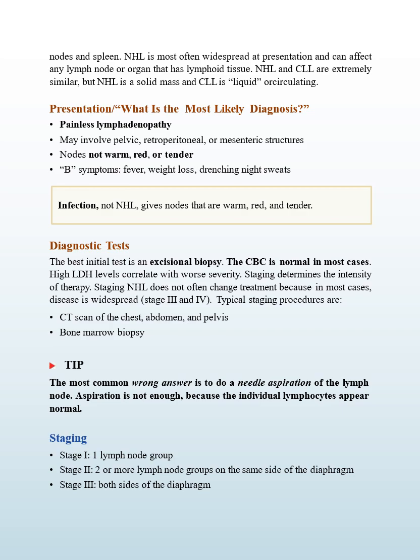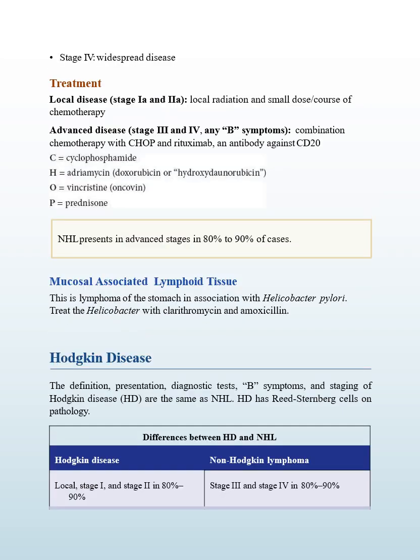And let's talk about the staging. Stage 1 is one lymph node group. Stage 2 is two or more node groups on the same side of the diaphragm. Stage 3 is when both sides of the diaphragm are involved. Let's go to the next slide, which is slide 44. Stage 4 is widespread disease.